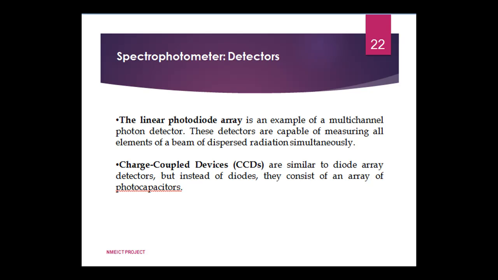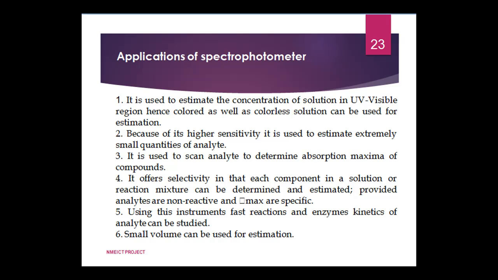So this was about the instrumentation part of UV visible spectrophotometer. Now we'll discuss applications of spectrophotometer. It is used to estimate the concentration of a solution in UV visible region, hence colored as well as colorless solutions can be used for the estimation. Because of its higher sensitivity, it is used to estimate extremely small quantities of analyte.